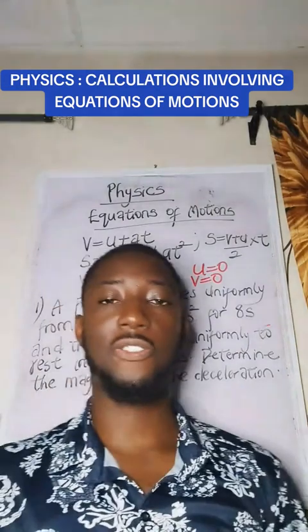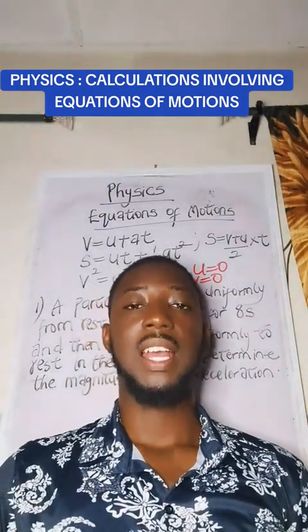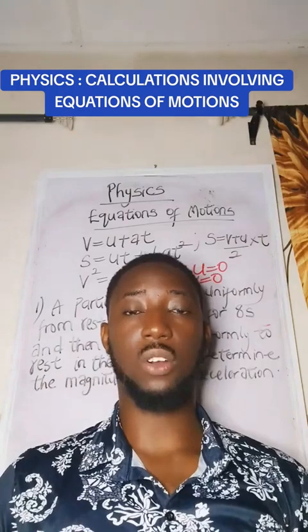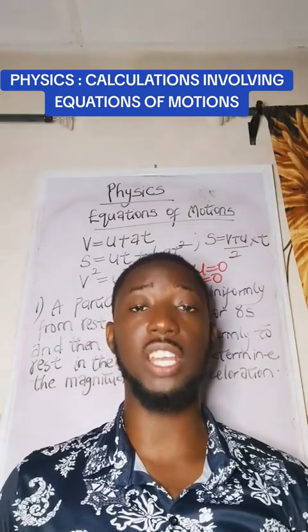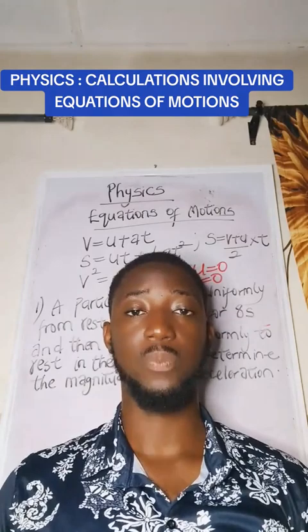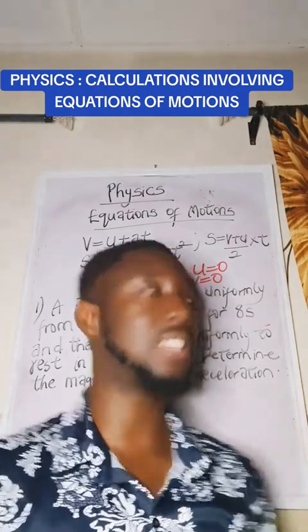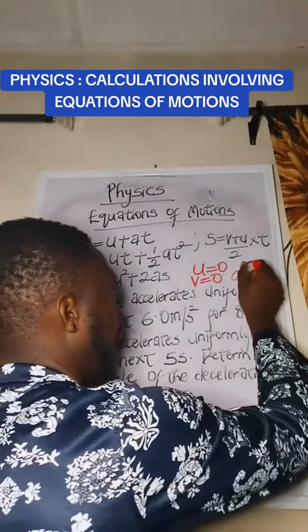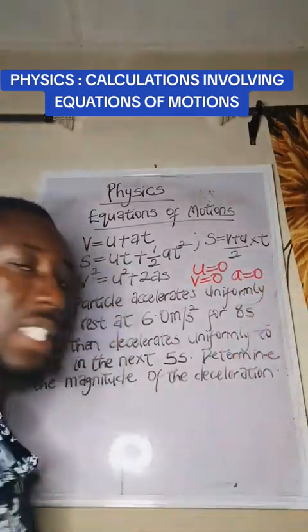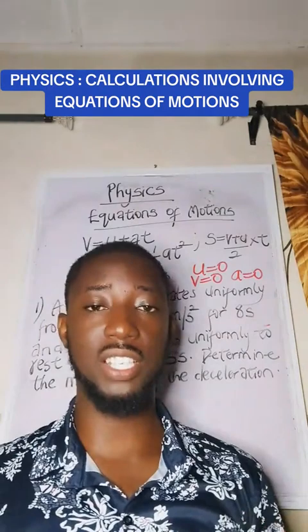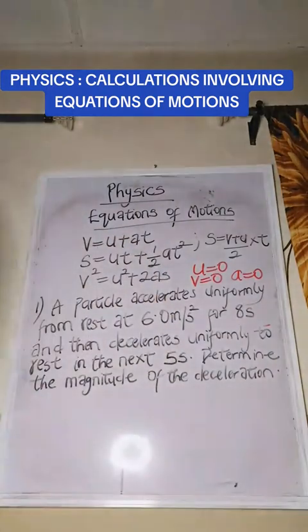If an object accelerates uniformly, meaning it is not changing, that is, the acceleration is constant, whenever the acceleration is constant, we have that A equals 0. So these are the three things you need to note. Okay, let's solve this question on the board.